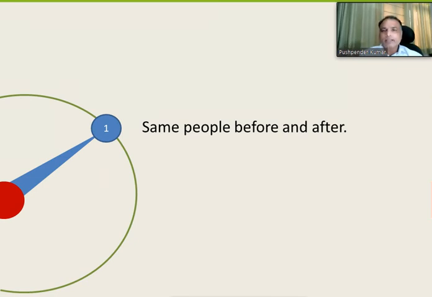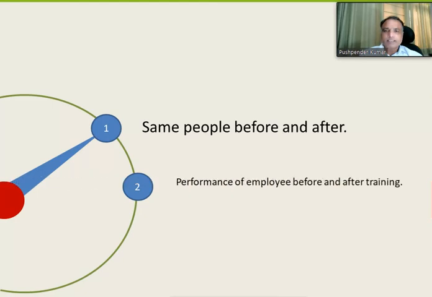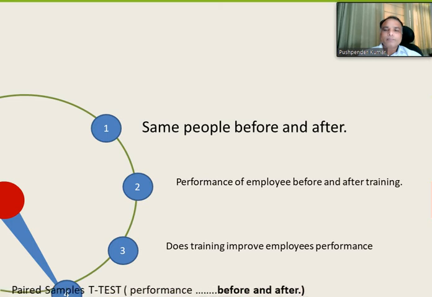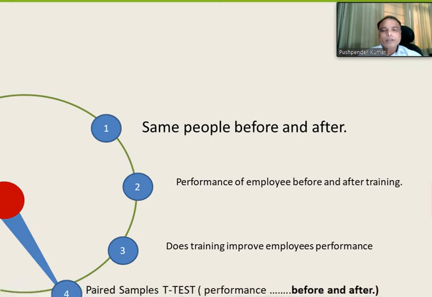So you give some intervention and you want to see that. Here, for example, performance of employees before and after training. And then here you can see, does training improve employees' performance? So you have given one intervention in terms of training, and here you want to see does training improve employees' performance or not. So here you see the fourth one, it's about when you use this before and after kind of research.